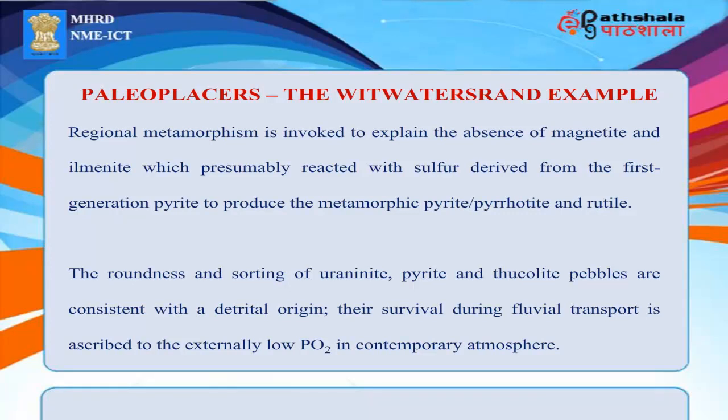Regional metamorphism is invoked to explain the absence of magnetite and ilmenite, which presumably reacted with the sulfur derived from the first generation pyrite to produce the metamorphic pyrite or pyrrhotite and rutile. The roundness and sorting of uraninite, pyrite and thucolite pebbles are consistent with a detrital origin. Their survival during fluvial transport is ascribed to the extremely low pressure of oxygen in the contemporary atmosphere.